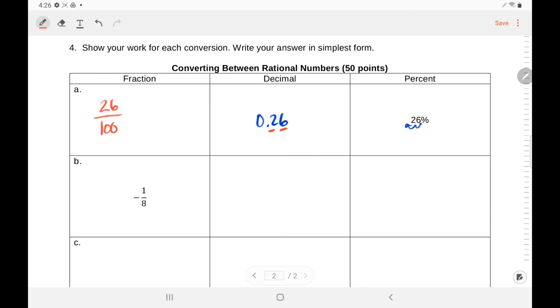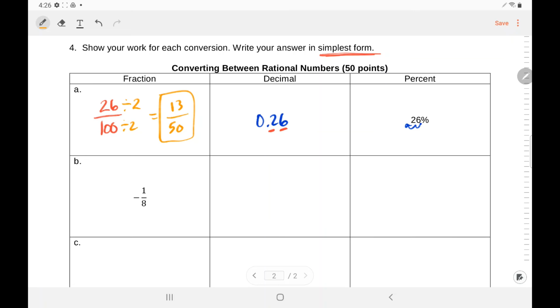But remember, it says in the instructions, show your work for each conversion. Write your answer in simplest form. So how can we simplify 26 and 100? Well, both of these numbers are divisible by 2 because they are even numbers. Even numbers are 0, 2, 4, 6, 8, and so forth. So 26 divided by 2 is going to give us 13, and 100 divided by 2 is going to give us 50. So our fraction in the simplest form is 13/50.